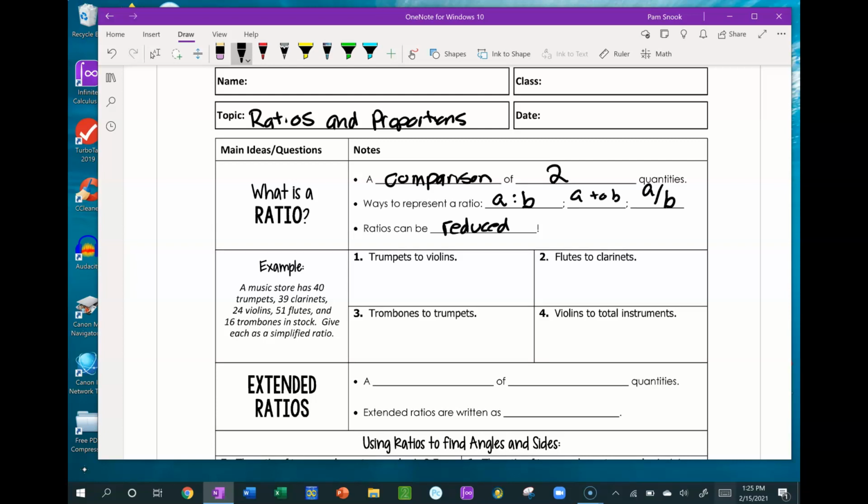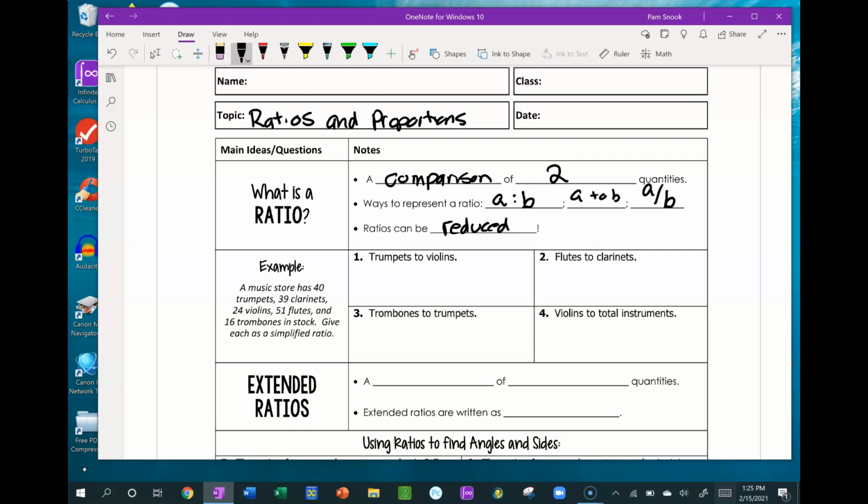So let's write a couple of these. Let's do trumpets to violins. In our example, we have a music store that has 40 trumpets, 39 clarinets, 24 violins, 51 flutes, and 16 trombones in stock. And we're going to give each as a simplified ratio.